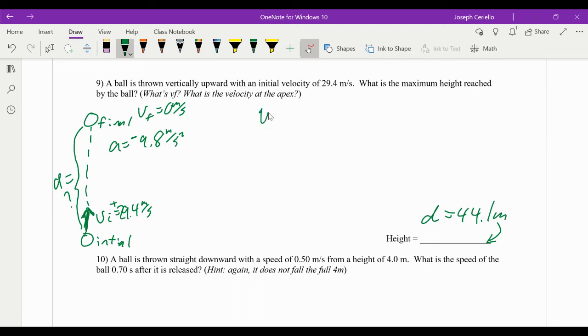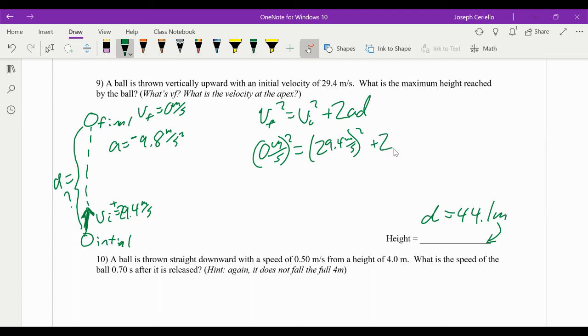So to solve for this, you would do VF squared equals VI squared plus 2AD. VF is going to be 0, so 0 squared equals the initial 29.4 meters per second, squared, plus 2 times A, which is negative 9.8 meters per second squared, times D, my unknown. Solve for D, and you should get D equals about 44.1 meters. All right, just be careful working through that algebra there.